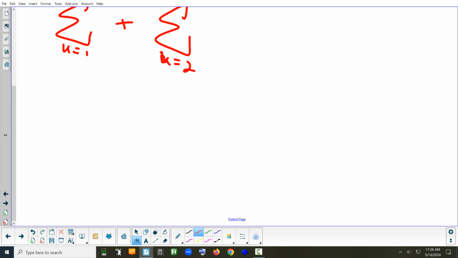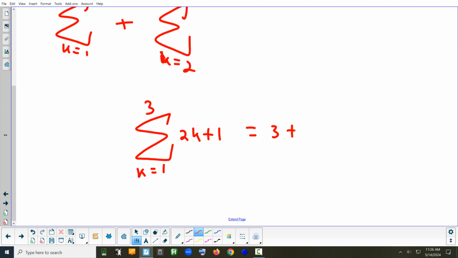Now, one thing you can do is if you have something that doesn't start and stop at the same value, you can technically fix that. Okay, look at this. Let's just do something real simple. k equals 1 to 3. And let's do the formula 2k plus 1. If you plug 1 in for k, what do you get? 3. If you plug 2 in for k, 5, and if you plug 3 in for k, 7. Everyone agree it's 3 plus 5 plus 7?